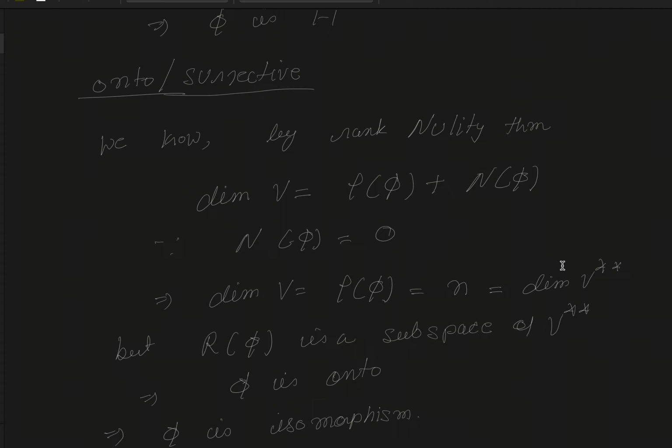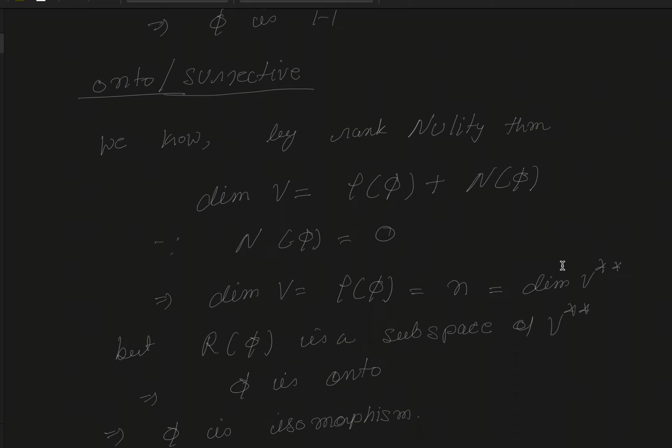Rank of phi is what? The dimension of the range space. Now what is the range space here? The range space is actually V double star. So dimension of V equals n, which is equal to dimension of V double star. And also note that range of phi is actually a subspace of V double star. So what we have proved here is that the range of phi, which is a subspace of V double star, has dimension n, and the dimension of V double star is also n.